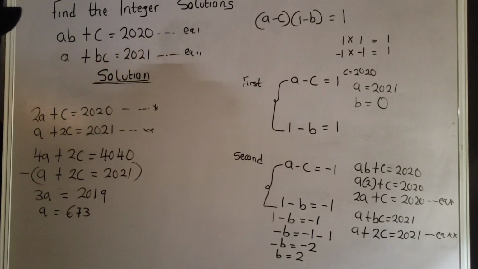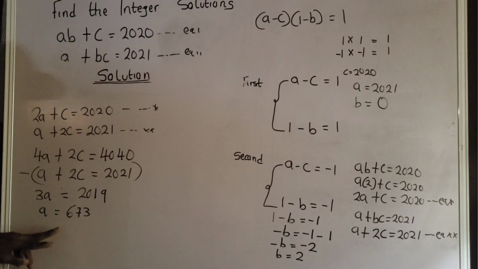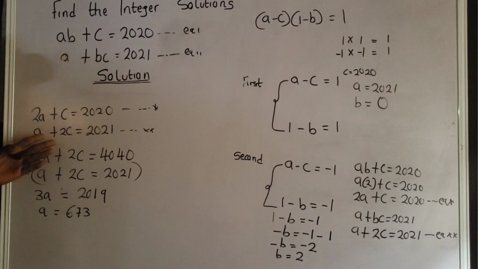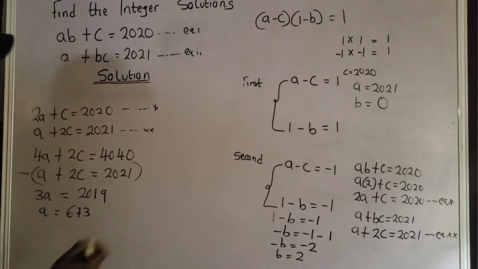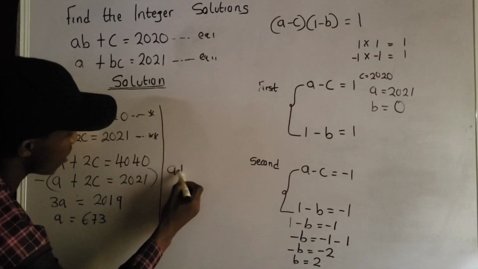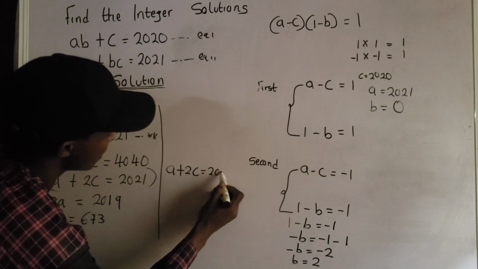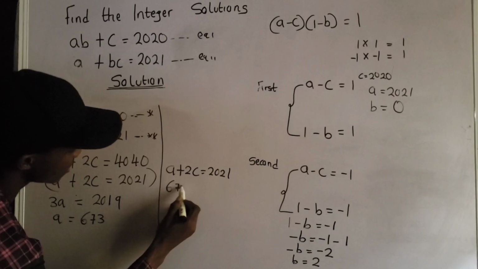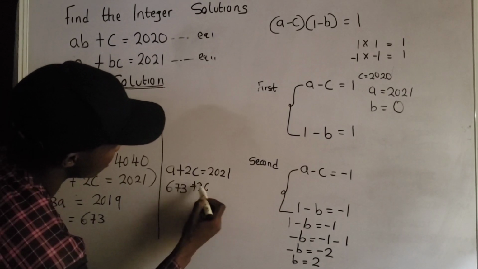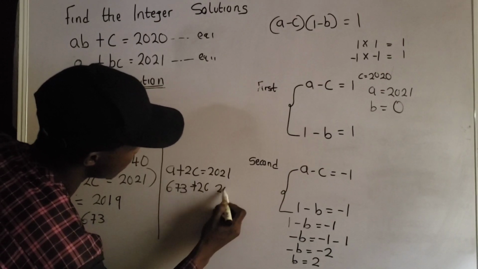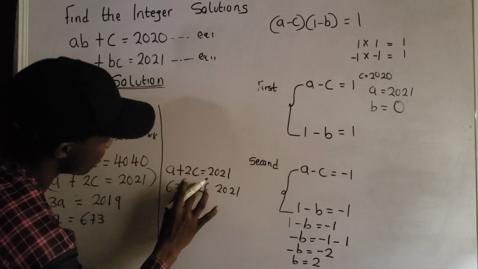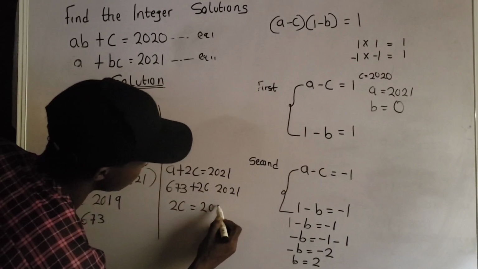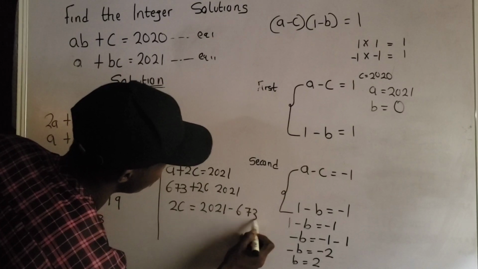Now to get the value of c, let us substitute the value of a into any of these equations. I prefer substituting the value of a into equation double star. a plus 2c is equal to 2021. When a is 673, I'm going to have 673 plus 2c is equal to 2021. Oh, this is positive. Plus 2c. Okay, 2c is equal to 2021 minus 673.